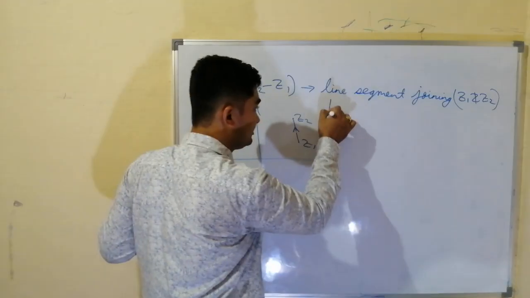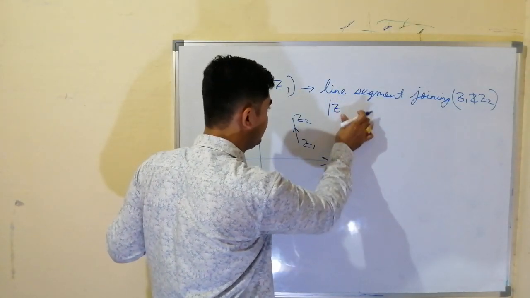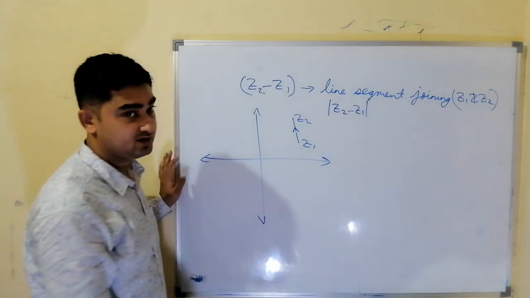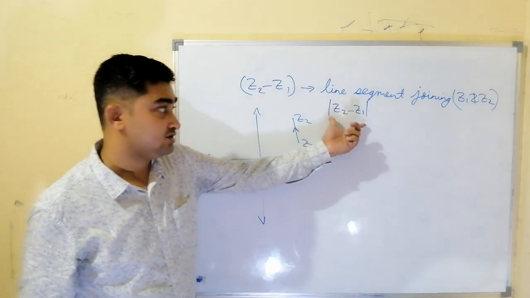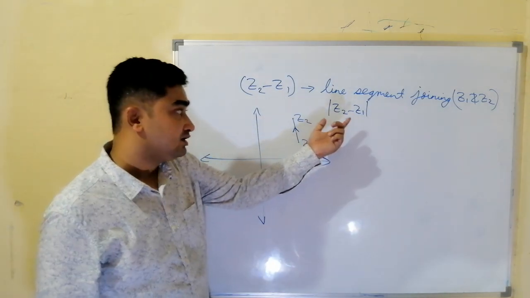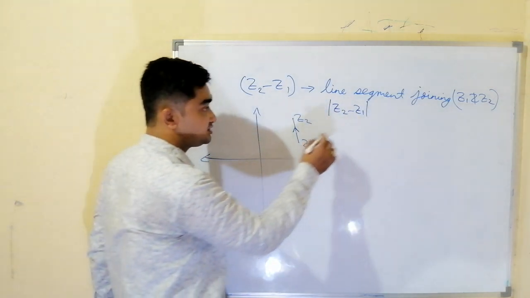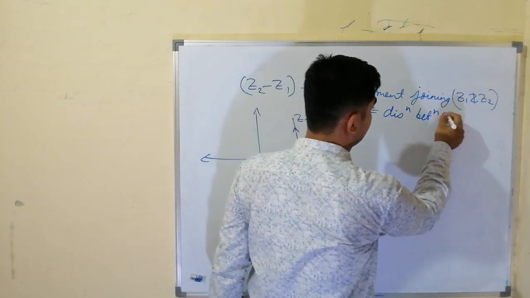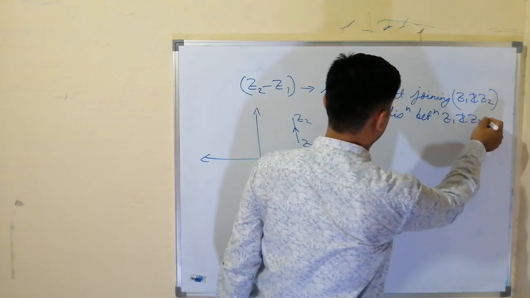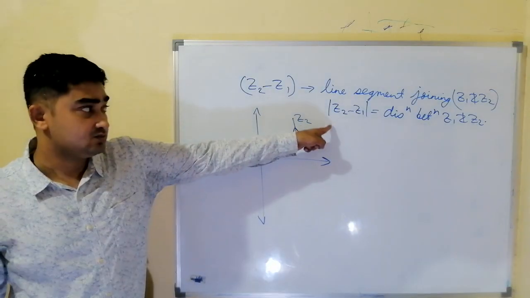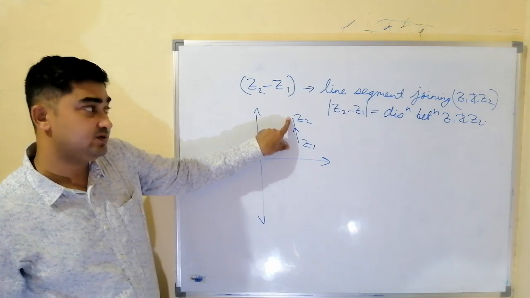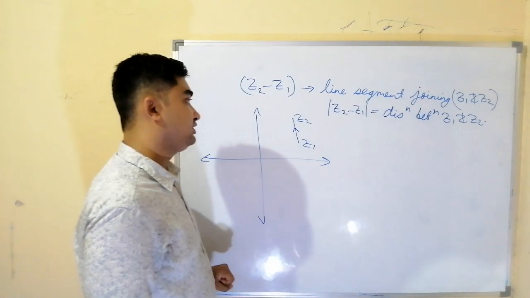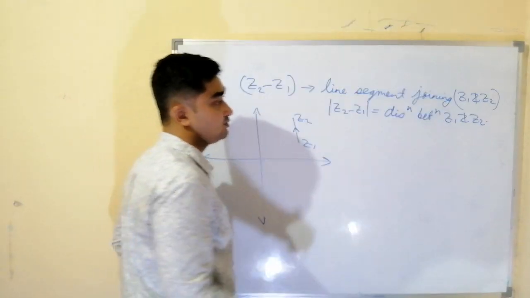Now we know what is the meaning of Z2 minus Z1. Now we'll study what is the meaning of mod of Z2 minus Z1. We can write both Z1 minus Z2 or Z2 minus Z1, only the direction will change. This magnitude will remain the same. This magnitude means the distance between Z1 and Z2. Mod of Z2 minus Z1 means the distance between the points Z1 and Z2.